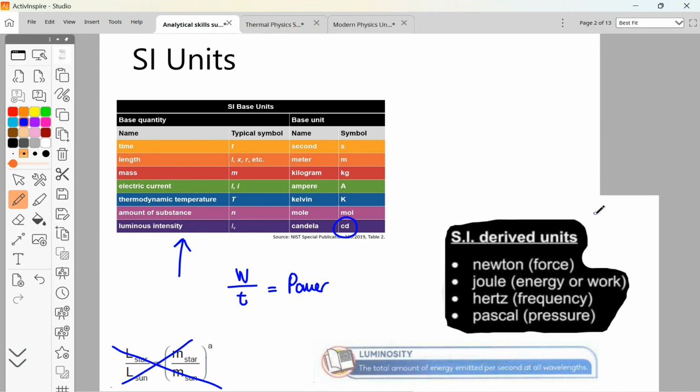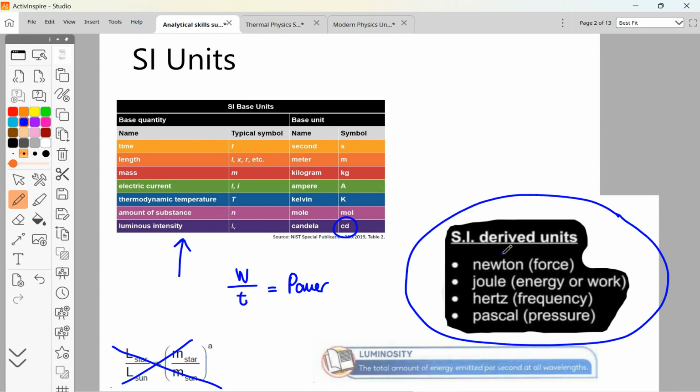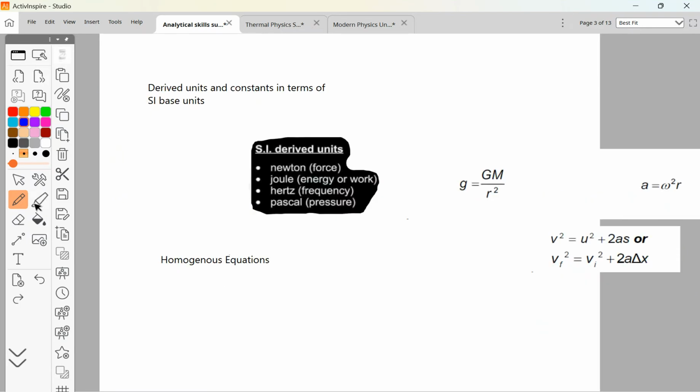So there are some derived SI units. They are not base units, but we use them all the time, like newton, joules, hertz, pascal. There are others. I just snipped these in here so that I can quickly use them, because then you are expected to take these derived units and make them into base units. So if we just look at newton quickly, what I always do is I just take an equation from the information sheet, or one that you know is definitely right.